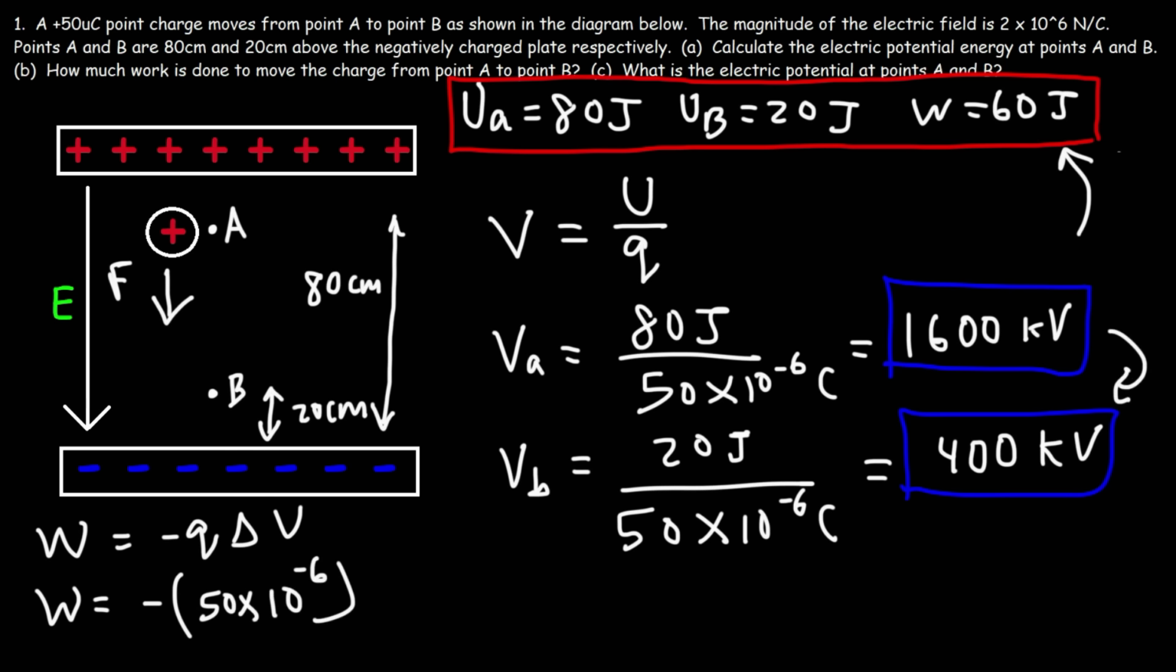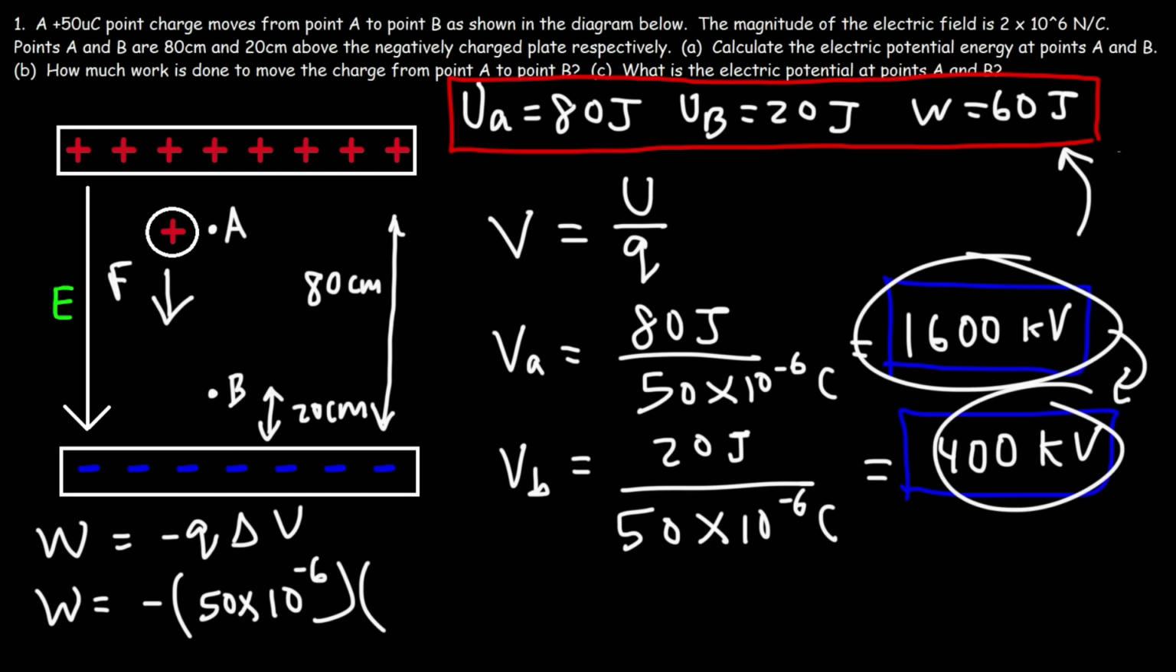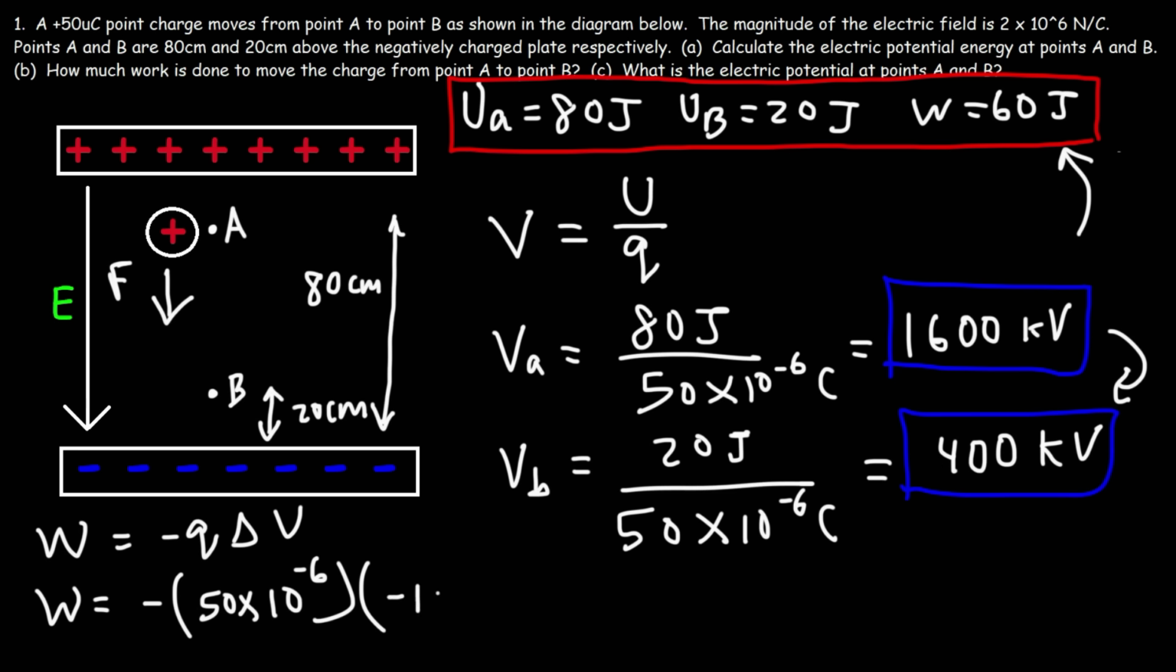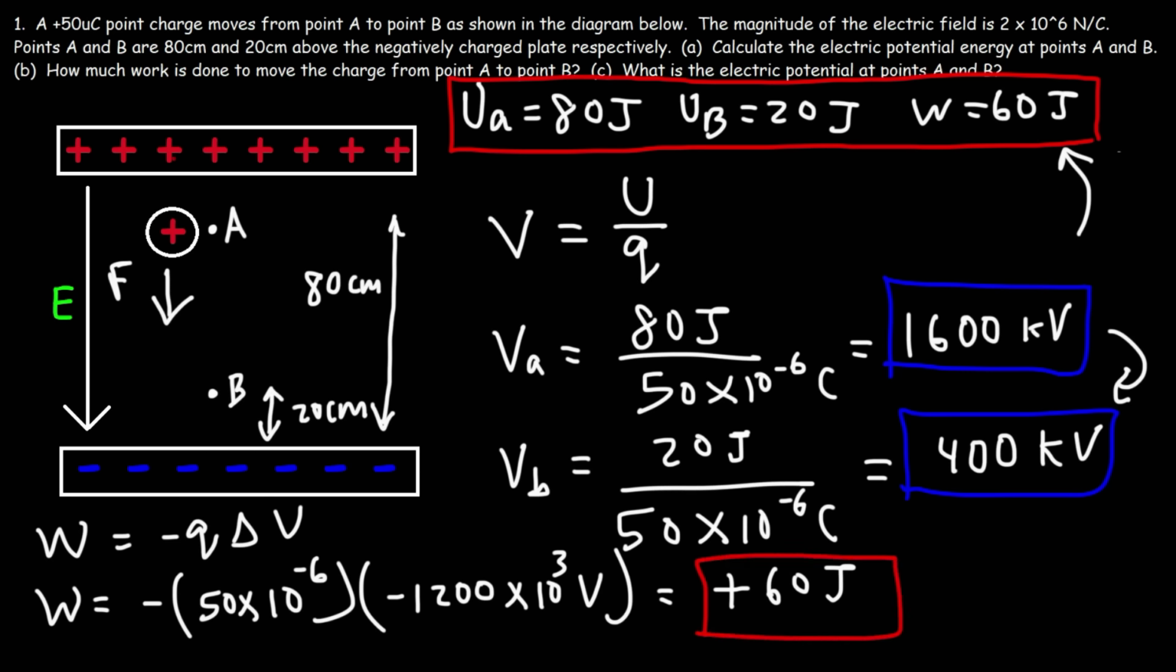So going from A to B, the change in voltage as we go from 1600 kilovolts to 400 kilovolts, the change in voltage is negative 1200 kilovolts. It's final minus initial. 400 minus 1600 is negative 1200. So this is negative 1200 kilovolts, or negative 1200 times 10 to the 3 volts. And this will give you the same answer, positive 60 joules. So in all cases, we can see that the work done on this charge to move it from point A to point B is going to be positive.